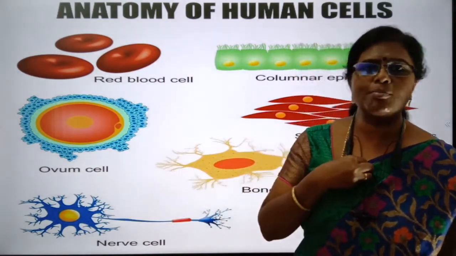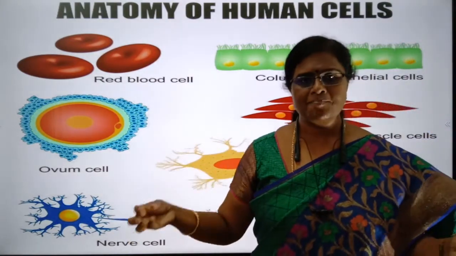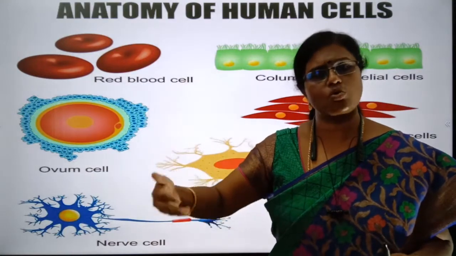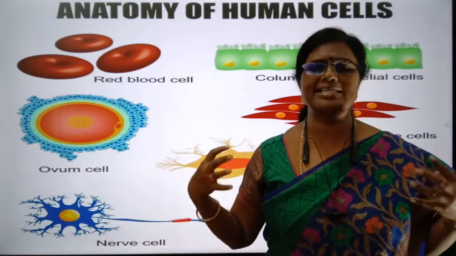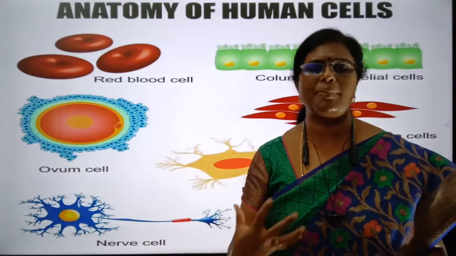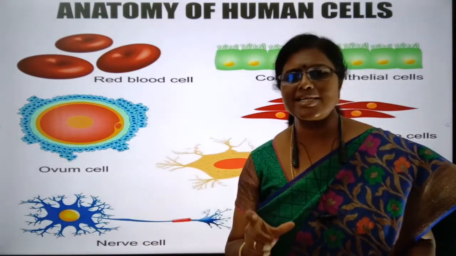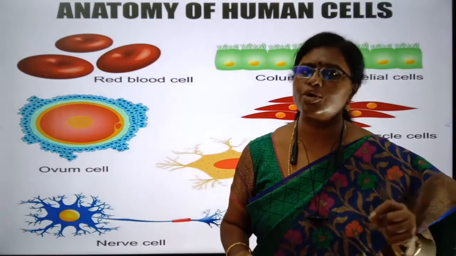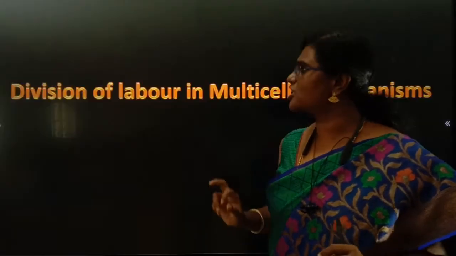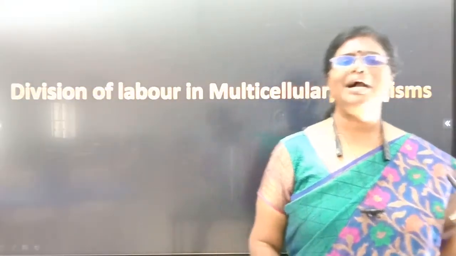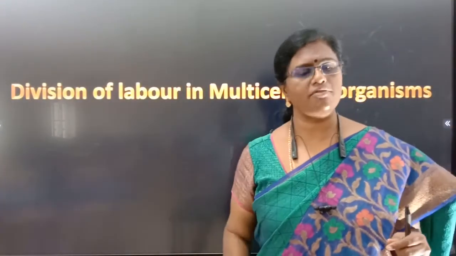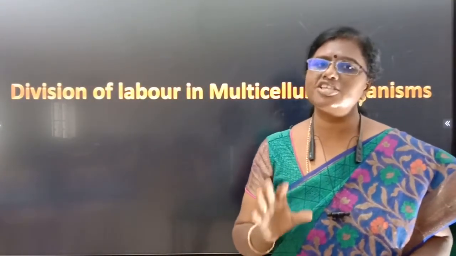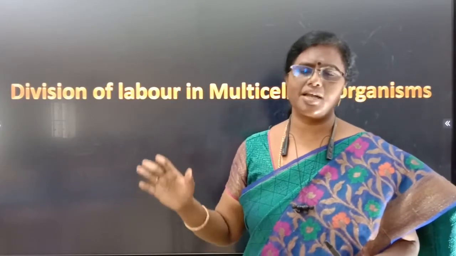So in our human body there are many cells. Each cell performs its own function. So they are dividing the work. It is like teamwork happening in our body. So the term we are going to conclude after this slide is division of labor in multicellular organisms. Every cell performs its own function. That is called division of labor in a multicellular organism.